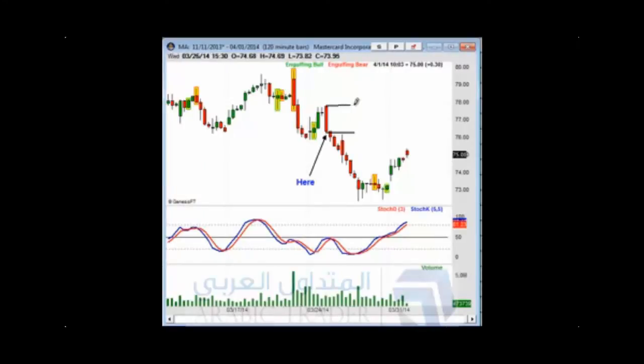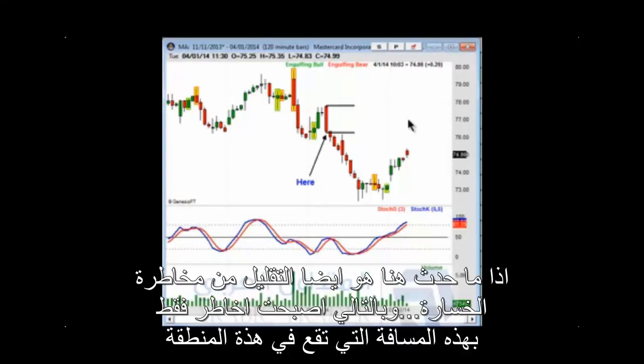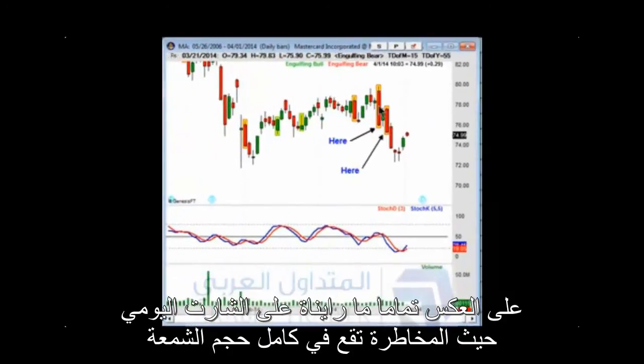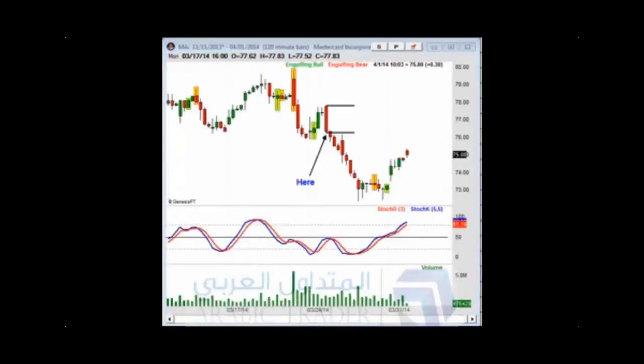So what you're doing here by working with intraday candlesticks is you're definitely decreasing the risk on the position. My risk is this area right here, versus if we go back and take a look at the daily price chart, then the entire range of that daily bar would represent my risk.